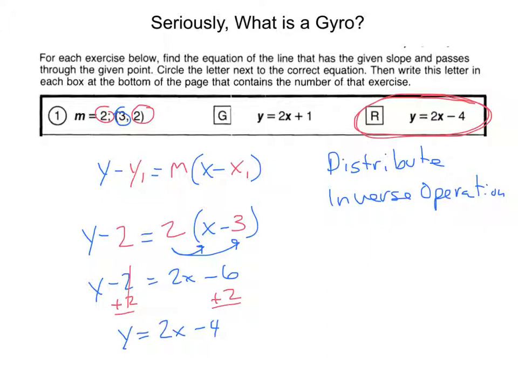That's all there is to this thing. Fill out the equation by filling in the three red values, y1, m, and x1. Distribute, and then do your inverse operation. Once you get the equation in slope-intercept form, circle the correct one. All right, good luck. I know you can do this. See you tomorrow.